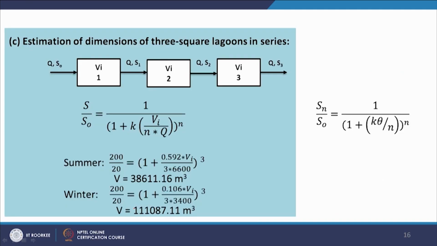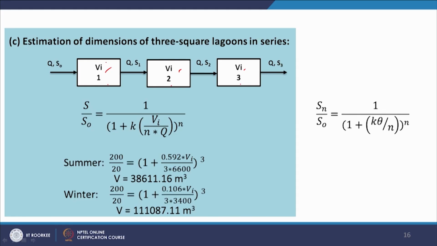And in the second part we have to find the volume of the lagoon when the three equal volume lagoons are used in series. So, let us say this is our first, second and third lagoon, all having the same volume V_I. Here the outlet from 1 is the inlet to 2, the outlet from 2 is the inlet to lagoon 3, and then it goes out.